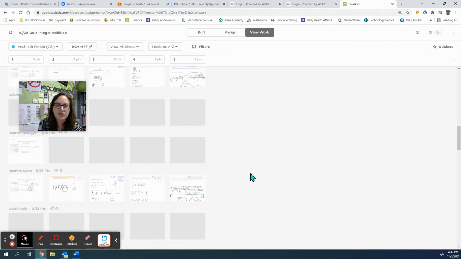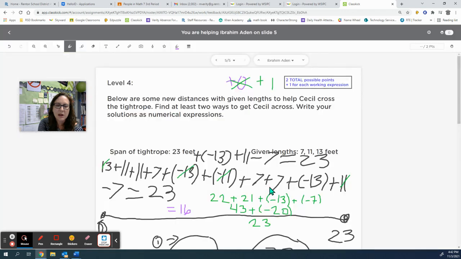And let's see, here's one that Ibrahim got. And the green was mine when I was grading it. I was finding zero pairs. So this 11 canceled that one out. This 13 canceled this 13 out. So that way I had fewer. It was just this down one here. So then I was able to say 11 plus 11 plus 7 plus 7 plus 7 plus negative 13 plus negative 7. And that equaled 23. So that was just another example of one that worked.